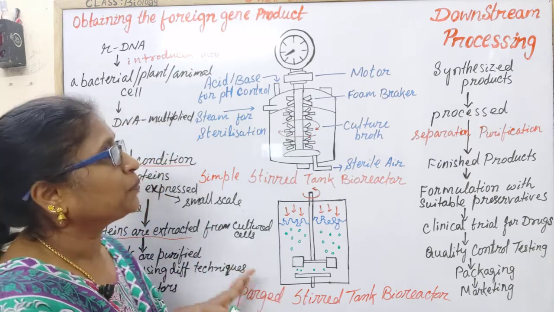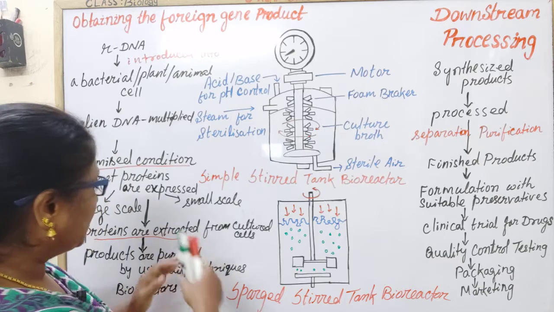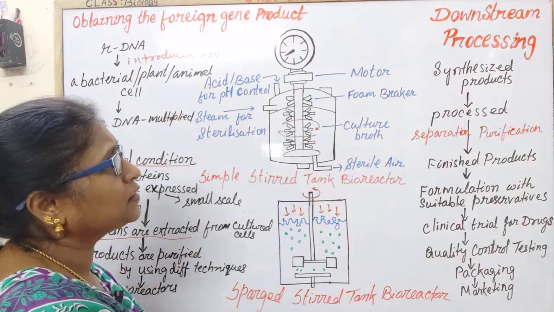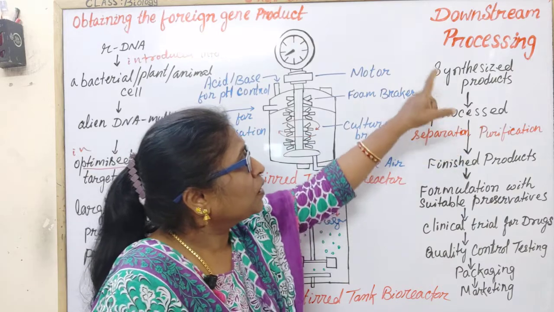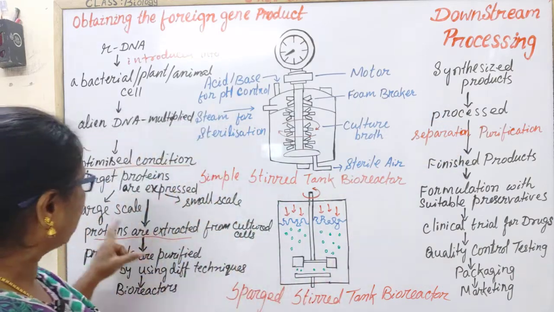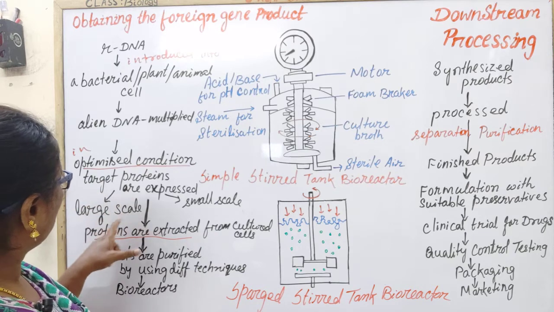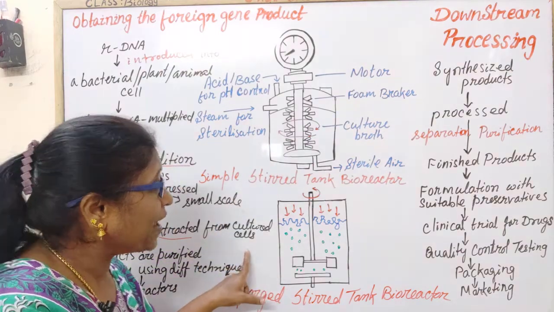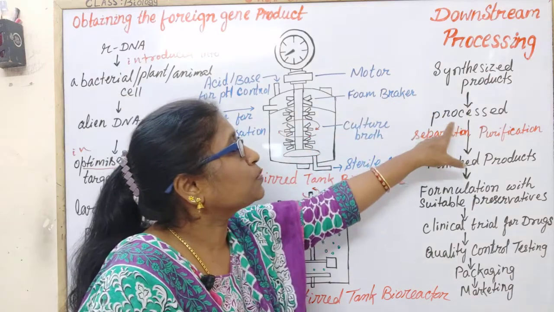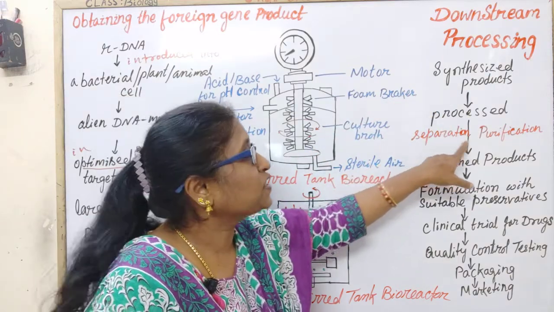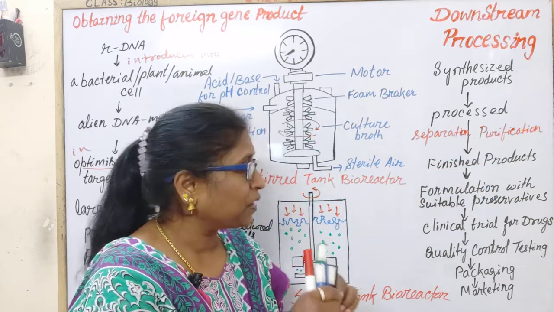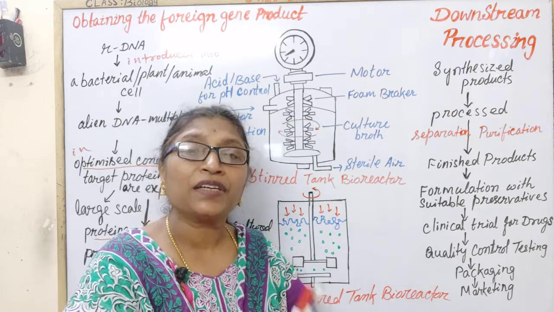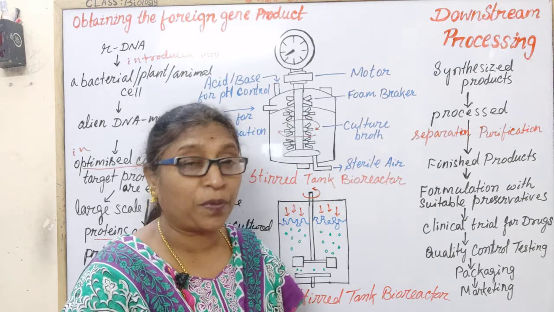Then the processed proteins, the products, are collected from these bioreactors, and these synthesized products are extracted. The target proteins are extracted from the cultured cells by using the bioreactors. The collected synthesized products have to be processed by separation and purification. Our desired product has to be separated from other such cellular products.